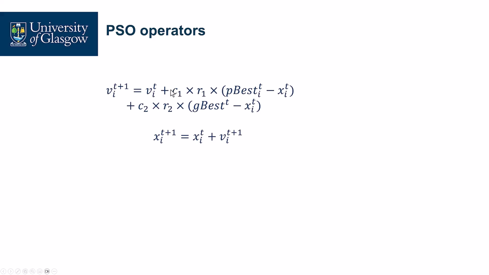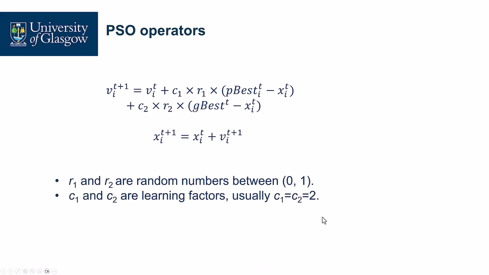But there are also some other parameters. There are C1, C2, R1, and R2. So what are they? R1 and R2 are random numbers between 0 and 1. C1 and C2, we call them learning factors. Both of them, we can set to 2. The setting of these parameters, we will cover in the advanced specialization, not in this specialization.